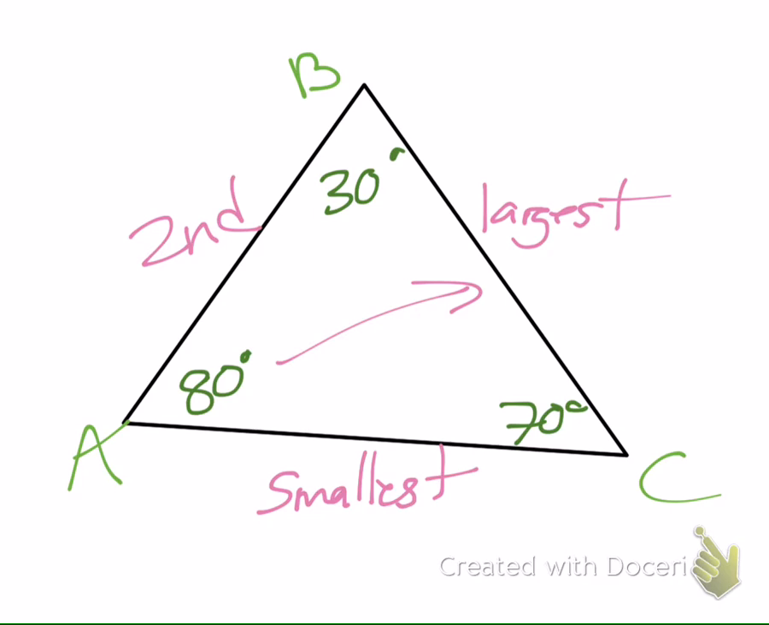So those two things are very easy, just comparing angles and sides. Whatever side's the largest is always opposite the largest angle and vice versa. Okay.